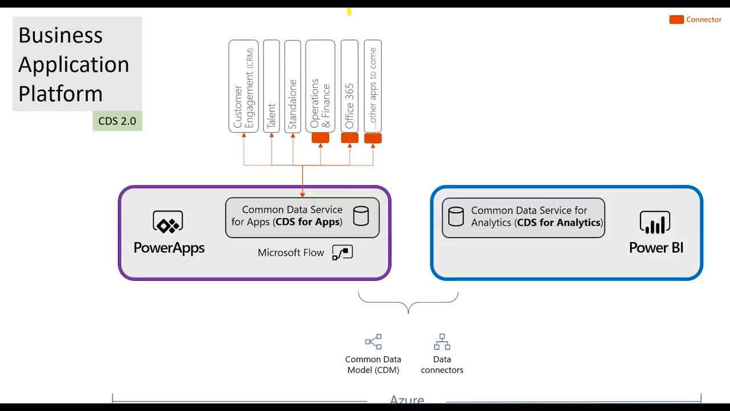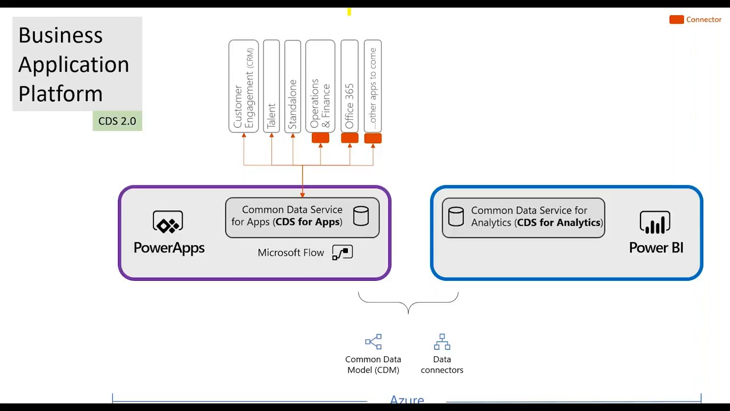Now, what you're seeing on the screen right now is the business application platform from Microsoft, and you can see there in the middle, there's two big things there: PowerApps and Power BI. And within PowerApps, we have the Common Data Service for apps, or CDS for apps. We'll talk a little bit more about that in just a second. And then we have the Common Data Service for analytics, CDS for analytics. And so we have the two of them together.